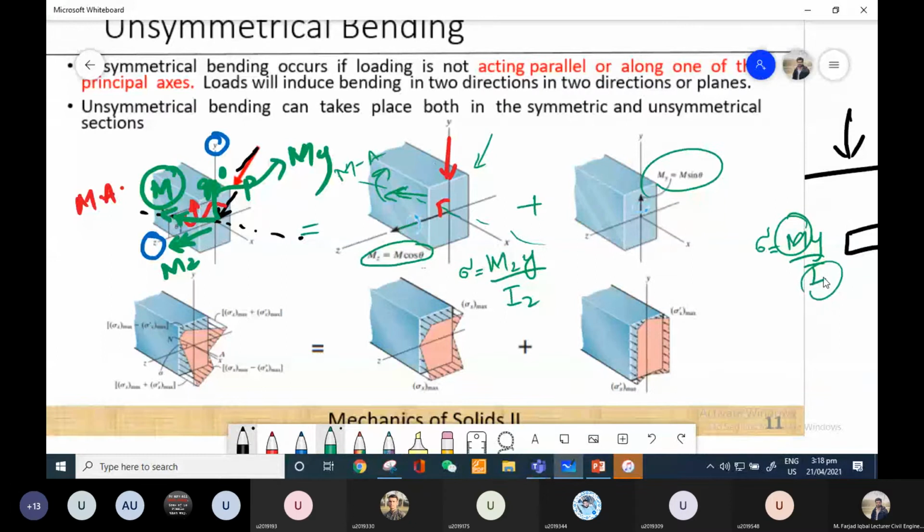And similarly, if I want to represent the flexure formula for this one, can anyone tell me what will be the flexure formula for this My moment? Anyone? What will be the flexure formula for this? My into y over Iy. So that will be My into z over Iy, because z is the distance perpendicular.